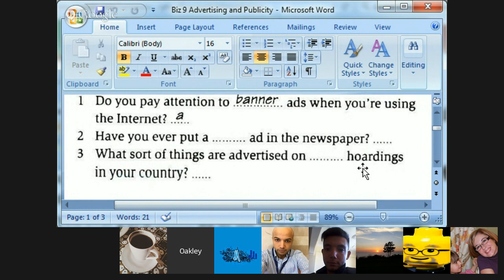So absolutely. Okay. Anna, are there a lot of billboards or hoardings, looking at the huge, huge sign on the side of the road? Those things are billboards. Okay. All right. Are there a lot of those? Too many of those in your country?